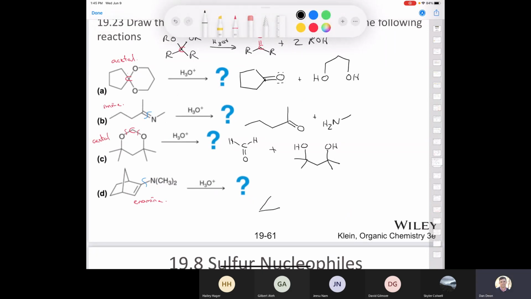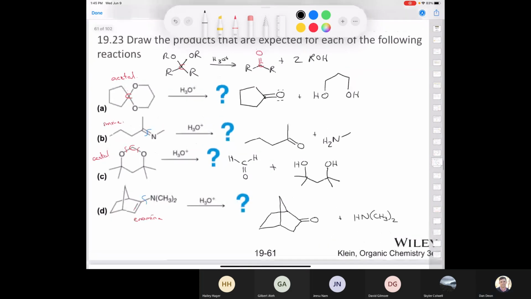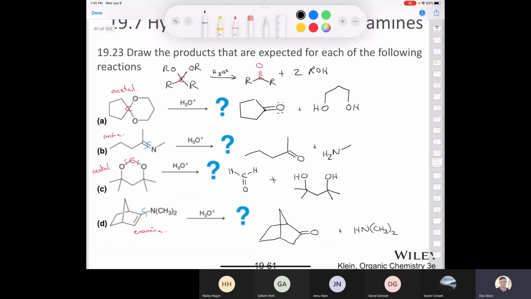There we go. So now we have the double bond to oxygen. And our secondary amine is going to be nitrogen with 2 methyl groups. And so it's got to have a nitrogen on it like that. All right. Are there any questions about the hydrolysis of imines, enamines, and acetals that we're looking at here?